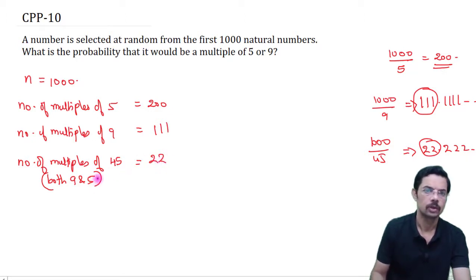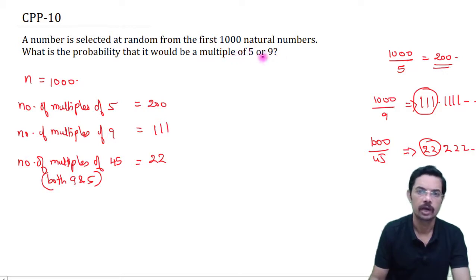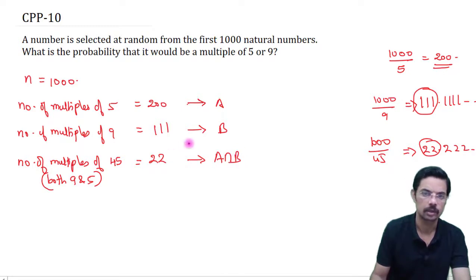Okay. So what is the probability that it will be a multiple of 5 or 9? If we take multiples of 5 as set A and multiples of 9 as set B, then this is A intersection B. This is the number of elements in A intersection B, this is the number of elements in set B, and this is the number of elements in set A. So what we need to find is the probability of A union B.